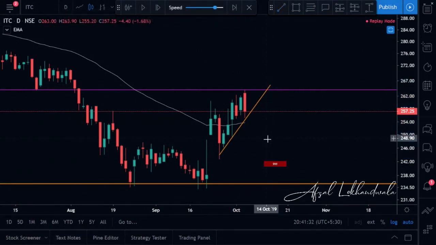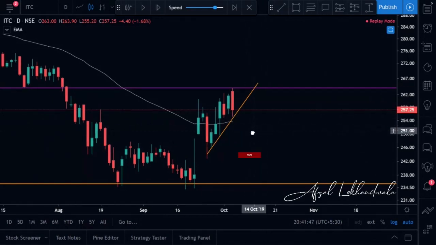Now we want some sort of confirmation from the daily to go short, to sell ITC, because we have established a bearish bias from the weekly and the monthly. So we are waiting for the break of this trend line and the 50 EMA probably. Let us see how the price unfolds.